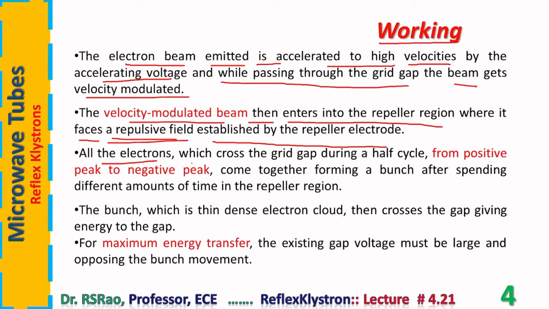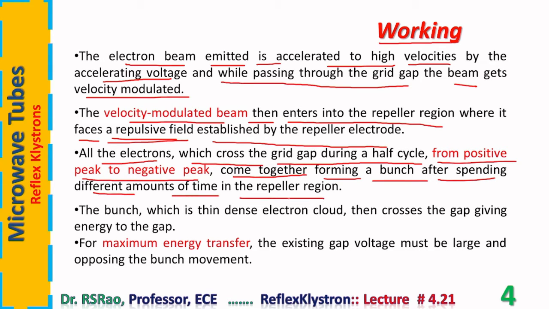All the electrons which cross the grid gap during a half cycle from positive peak to negative peak come together, forming a bunch after spending different amounts of time in the repeller region. Notice here, the bunching limits are positive peak to negative peak. The bunching range is from positive peak to negative peak. In the case of klystron amplifiers, the bunching range is from negative peak to positive peak.